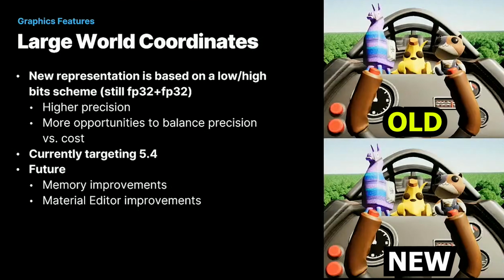And actually, here's a little video that showcases some of the improvements with the jittering that are coming in Unreal Engine 5.4. Basically, large world coordinates rendering is undergoing a refactor to support full double precision representation on the GPU, which will allow large worlds to be rendered more reliably when the camera is far from the world origin.